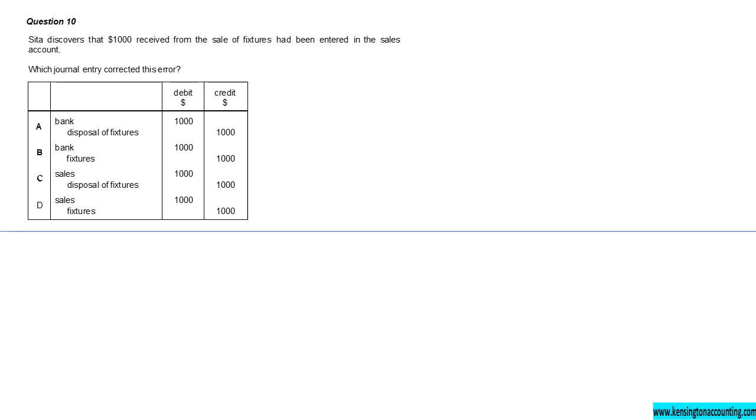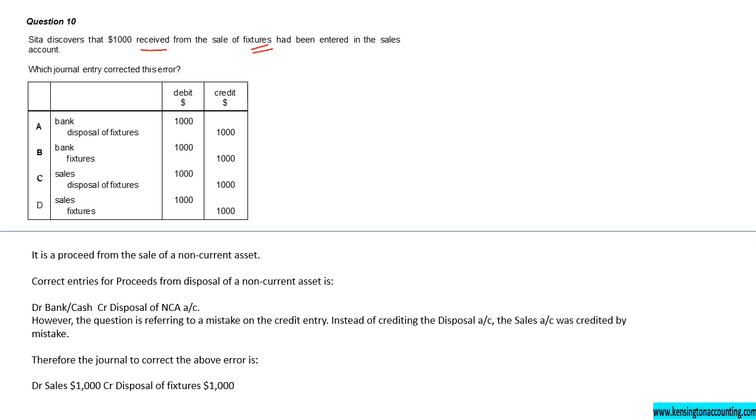Question 10. Sita discovers that $1,000 received from the sale of fixtures, which is a non-current asset, has been entered in the sales account. So we're talking about the amount received for the sale of a non-current asset. The correct entries for proceeds from disposal or sale of a non-current asset are to debit the bank or cash and credit the disposal account of that particular non-current asset. However, the question is referring only to the credit entry. Instead of crediting the disposal account, the sales account was credited by $1,000.